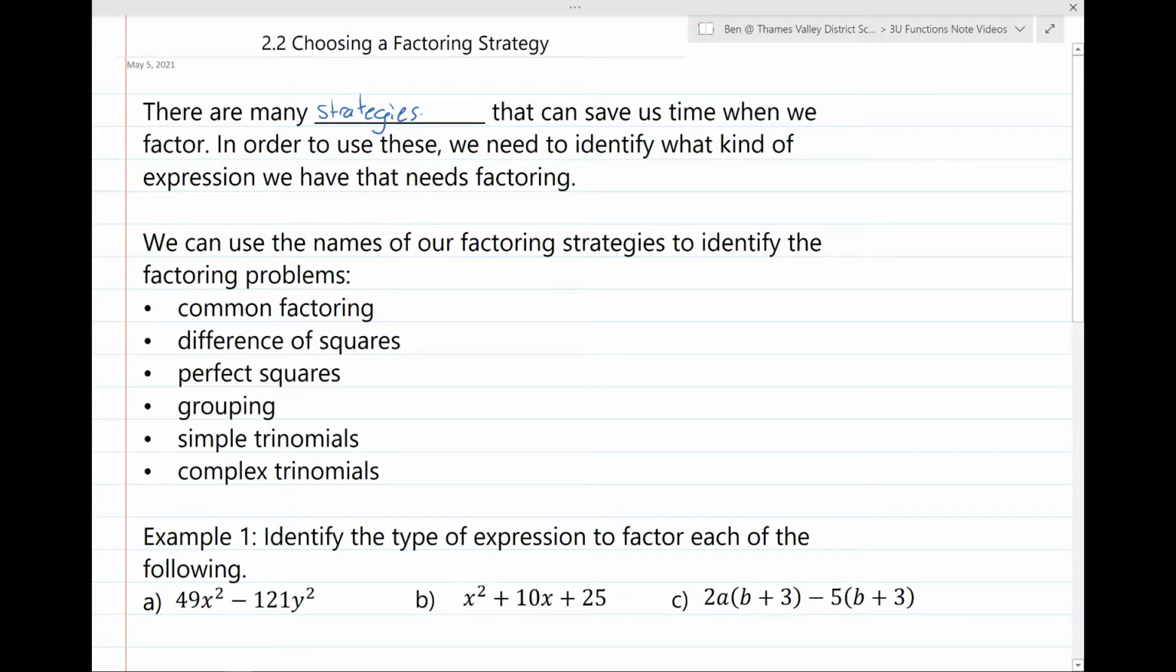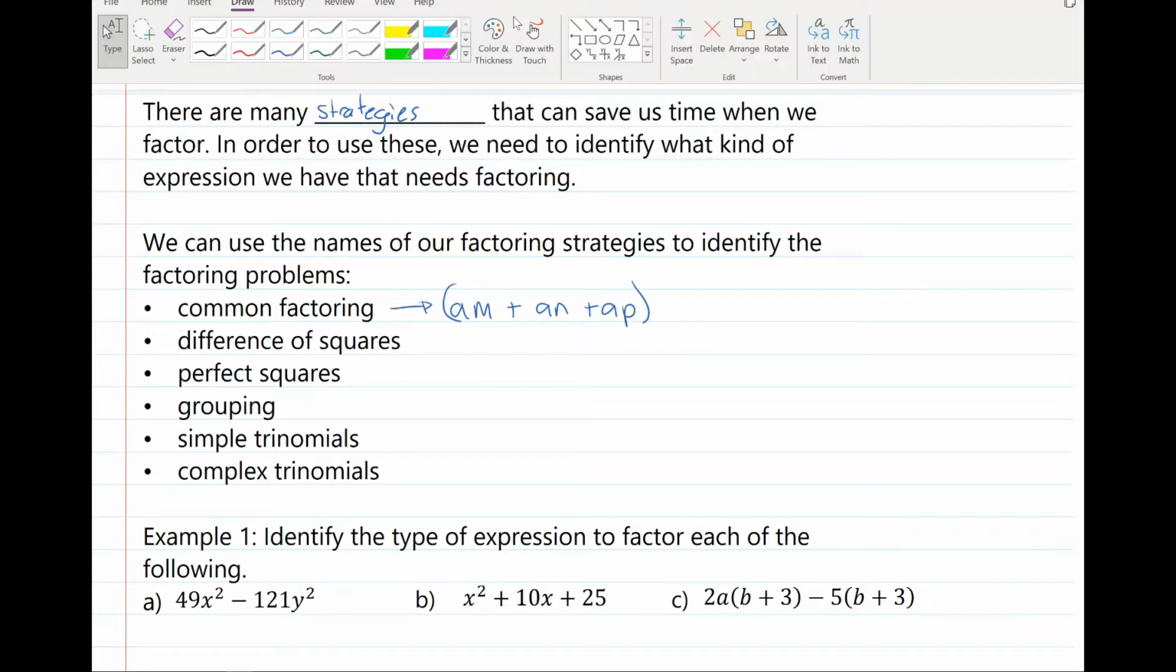Now, if we're approaching a problem, first we need to identify what kind of problem we're working with that we need to factor in order to choose our strategies. So if we look at our problem and it looks of the form, let's say it has an AM plus AN, and maybe there are more terms, maybe plus AP, then I can factor something like that.